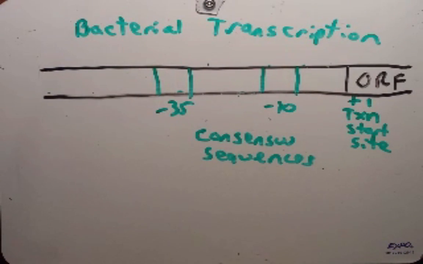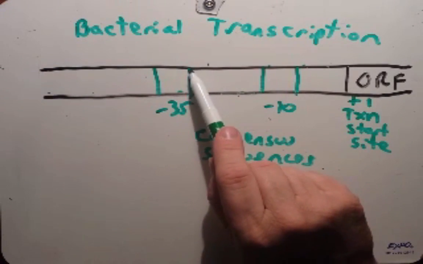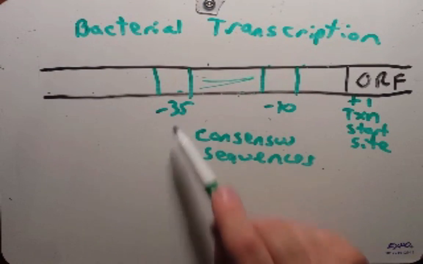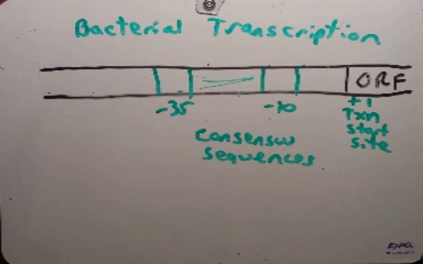So if I were to ask which part of the promoter would tolerate a mutation without having a negative consequence, you might say, or you probably should say, this region here, because there's a lot of variability here. These regions here, -10 and -35, will affect transcription.